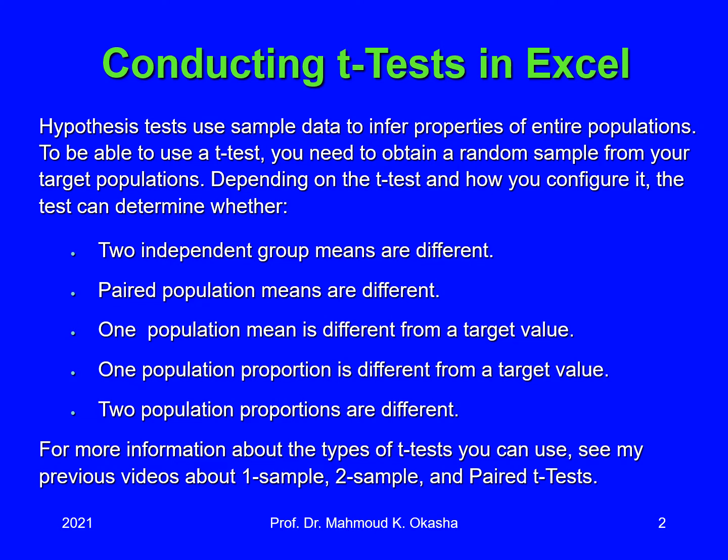Another form of the t-test is for one population proportion, to see whether it is different from a target value, which we call the hypothesized value. The last form of the t-test is for two population proportions, to test whether they are different or not. Now the details about conducting the t-test are illustrated and discussed in detail in my previous videos on one sample, two sample and paired sample t-tests.